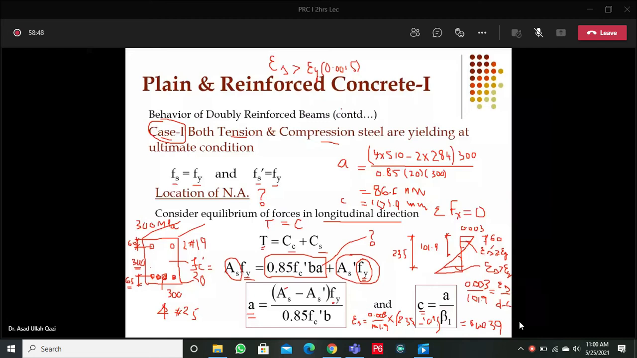Now let me also check the second most important check, what happened with the compression steel. Again, I will use the similar triangles concept: 0.003 over c is equal to epsilon s prime over c minus d prime, because now I am dealing with the two triangles above the neutral axis. One is a big triangle and the other is a small triangle. Both are similar because their angles are the same. So 0.003 over 101.9 equals epsilon s prime over 101.9 minus d prime. d prime was 60. So can you give me epsilon s prime now, and is it greater than epsilon y? 0.00123.